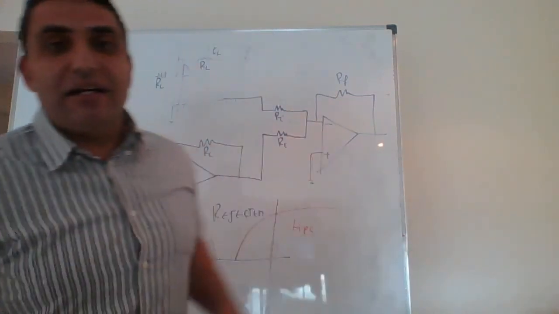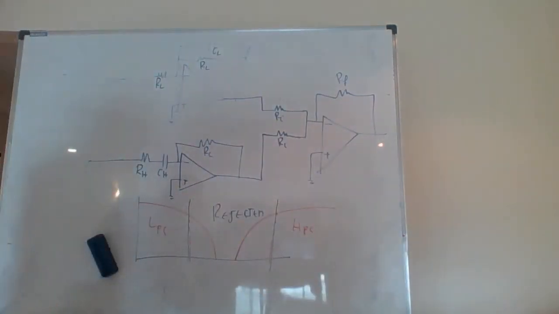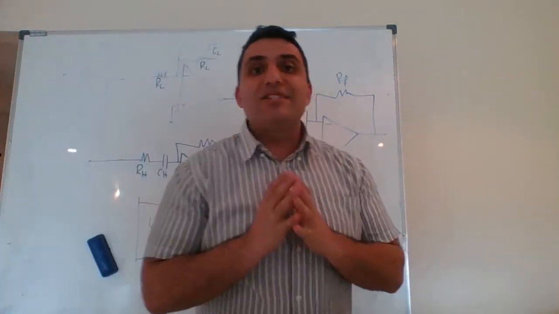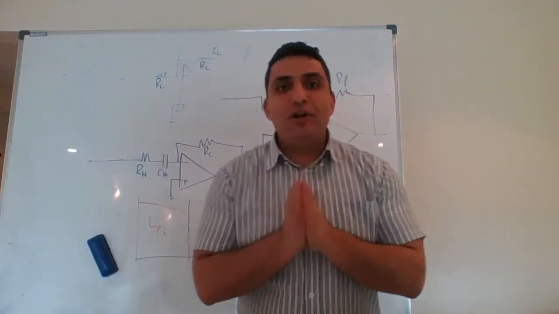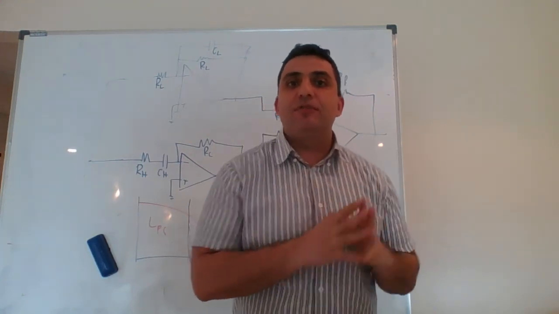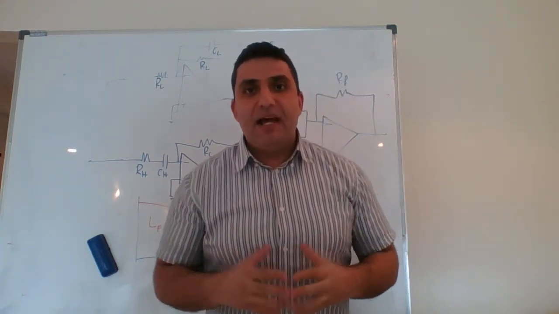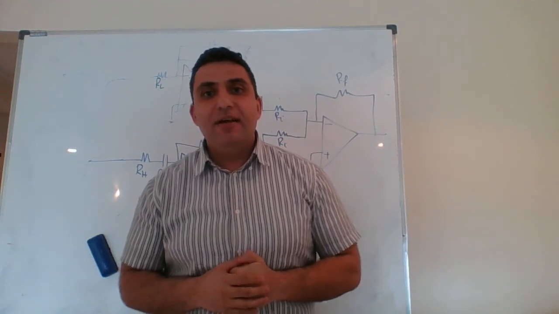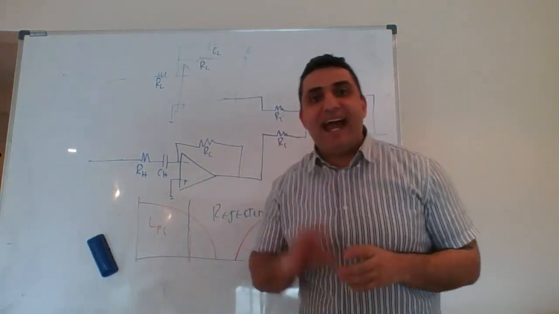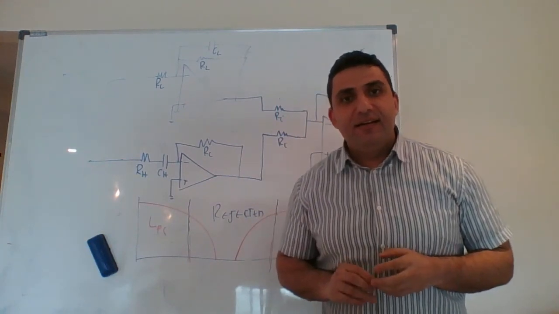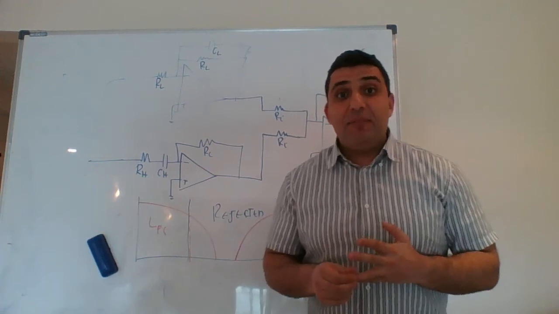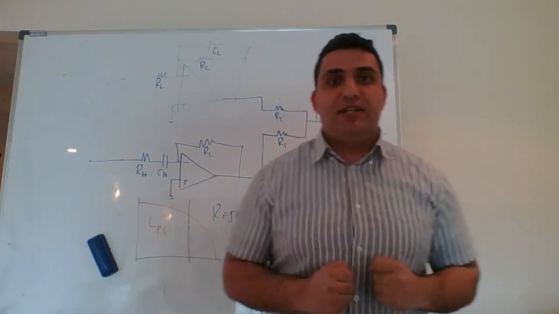I hope that's clear. I know it was a rushed session, but we assumed that you already know the characteristics of a frequency response based on the previous chapters. I really hope you gained some information on how to design active filters, whether low pass, high pass, band pass, or band reject.